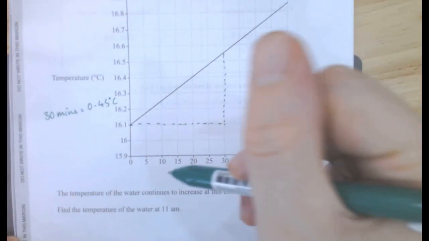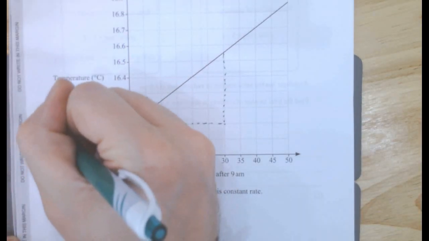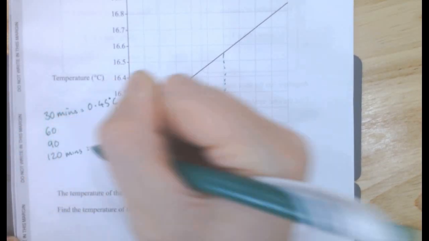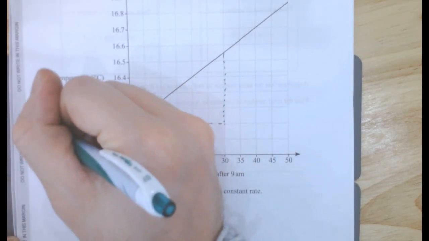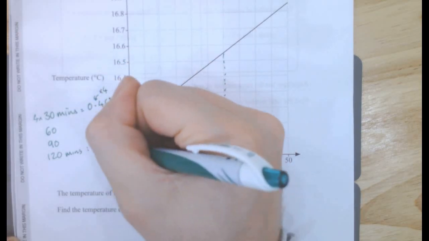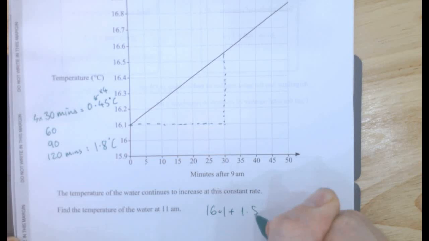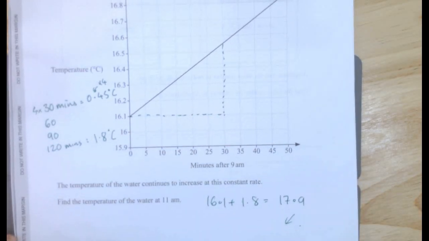So if we're talking about the temperature at 11 a.m., that's 30, 60, 90, 120 minutes, because it's 2 hours. So we can just multiply this here by 4, multiply this here by 4, and we're going to end up with 1.8 degrees C increase. So the temperature will have gone up from 16.1 plus 1.8, and so that'll be 17.9 degrees C. And you put that down on the dotted line at the bottom.